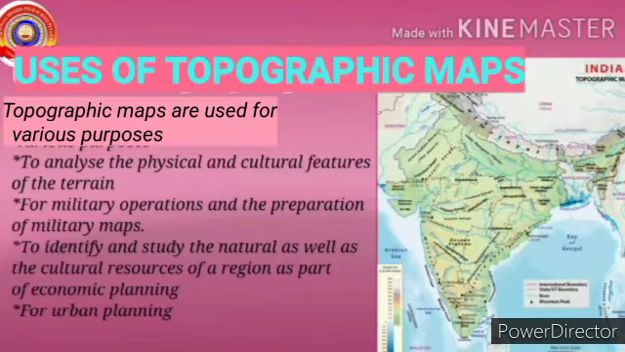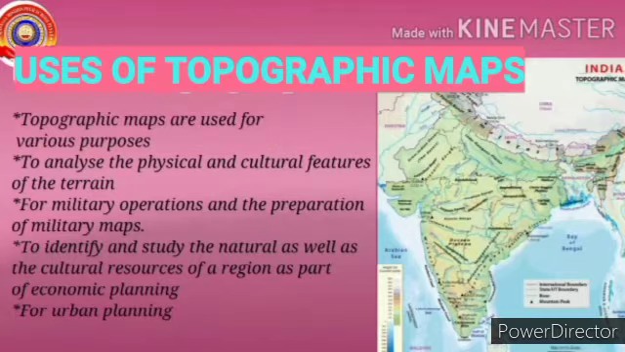Let's see the uses of topographic maps. Topographic maps are used for various purposes. First one, to analyze the physical and cultural features of the terrain. Next, for military operations and the preparation of military maps. Next one, to identify and study the natural as well as the cultural resources of a region as part of economic planning. And last one, for urban planning.